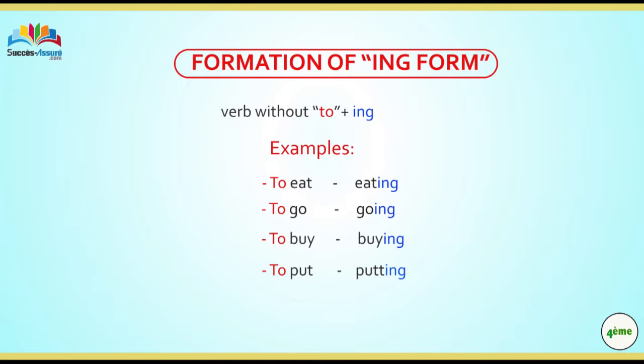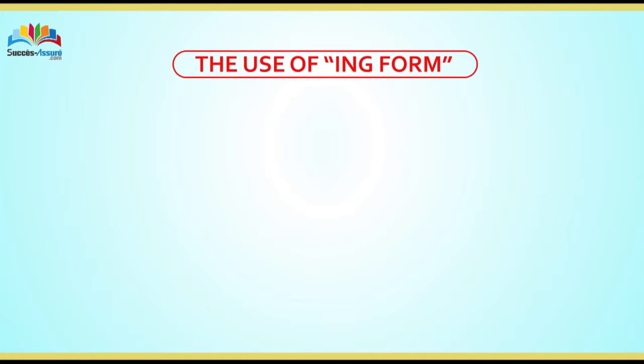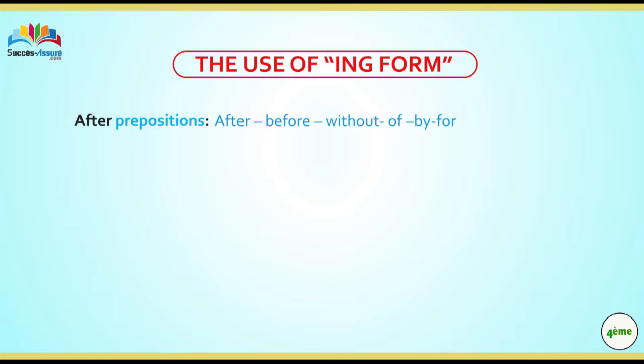Capital 2 now, you will talk about the use of ing. It means when do we use ing? First of all, ing is used after some prepositions. We have so many prepositions in English language. Secondly, ing is used after some verbs. We have so many verbs in English language, but you can't use ing with all of them. We have some verbs. After them, we use the ing form.